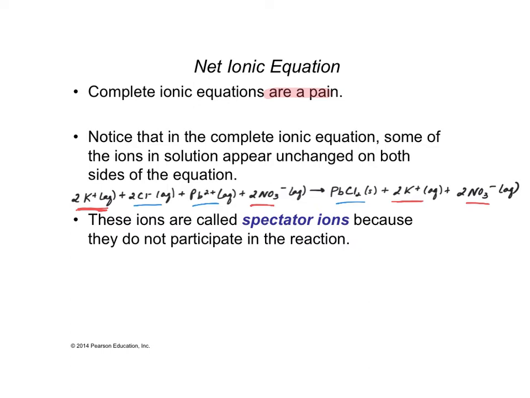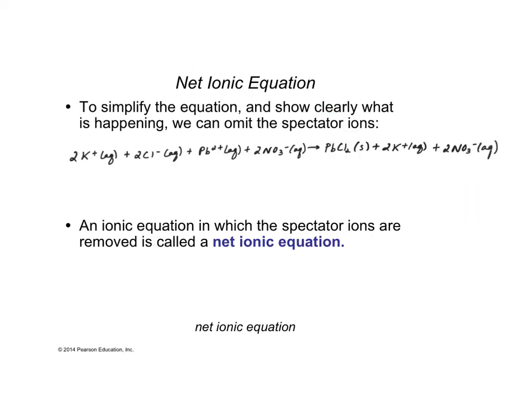Here we've got potassium, nitrate, potassium nitrate. So these guys are spectating because they don't do anything. And what we can do is we can take them and we can get rid of them in our reaction, right? So we can just go, hey, you don't do anything, you don't do anything, you don't do anything, and be left with the real meat and potatoes of these precipitation reactions.